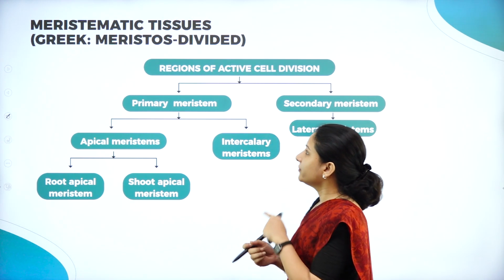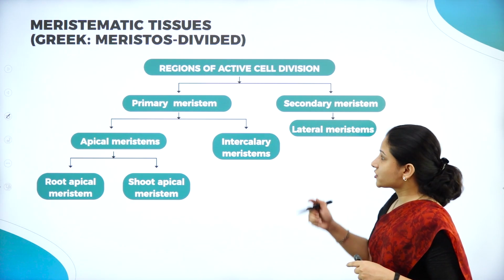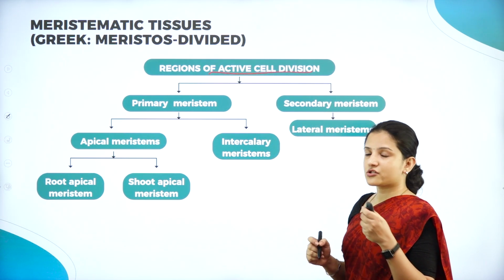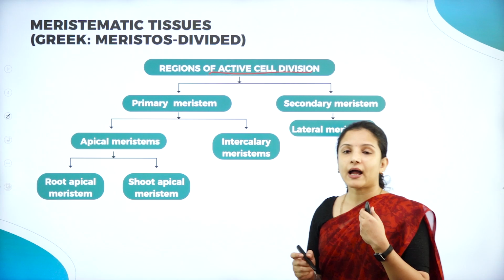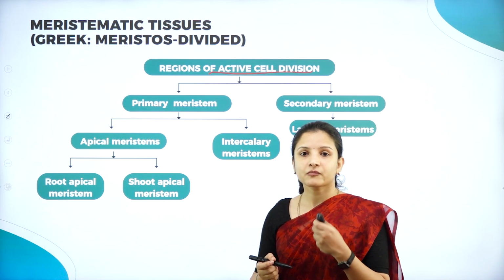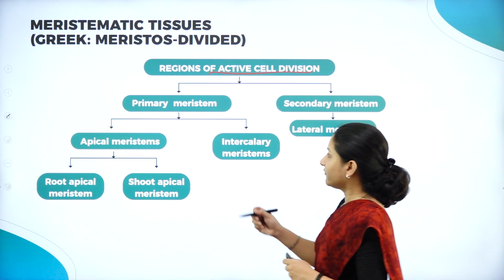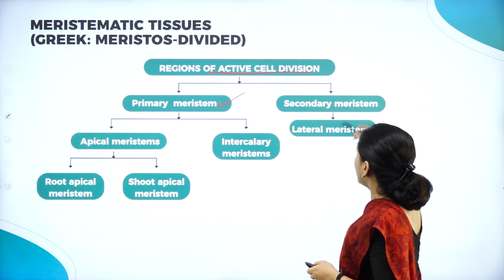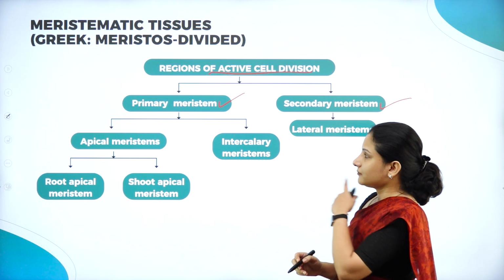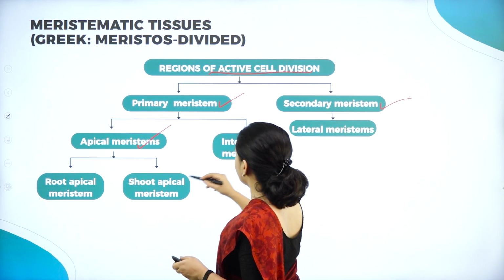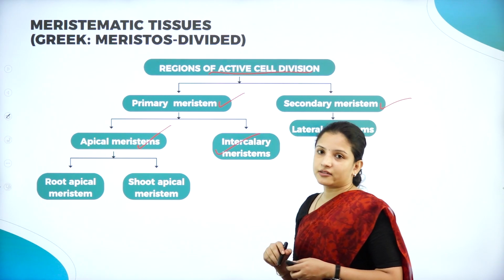So therefore, meristematic tissue is a region of active cell division. So what is meristematic tissue? It is nothing but the region where actively dividing cells are present. This meristematic tissue is again divided into primary tissue and secondary tissue. The primary tissue is again divided into apical meristems and intercalary meristems.